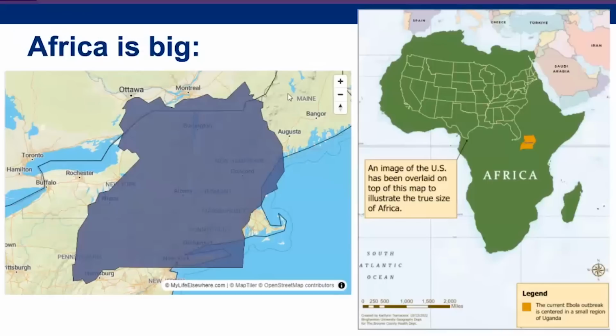And the last thing I think I want to talk on in this section is just how large Africa is and where Uganda fits into the course of this. You see on the left-hand side of this particular screen, this is the silhouette of Uganda compared to New England and New York. And on the right-hand side of this, you see Uganda highlighted within the course of Africa, and you see the United States there in Africa as well.